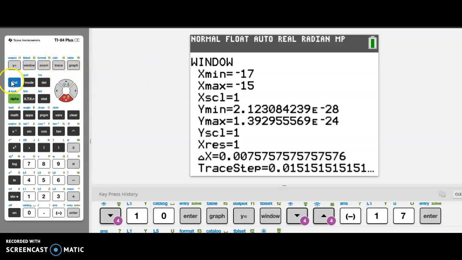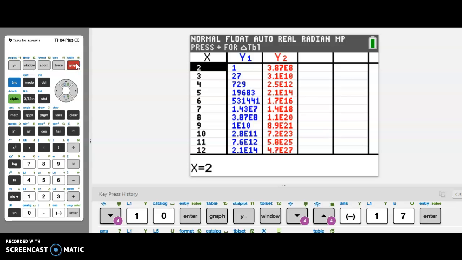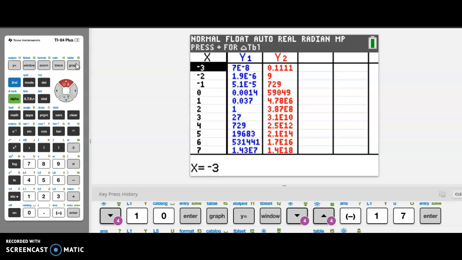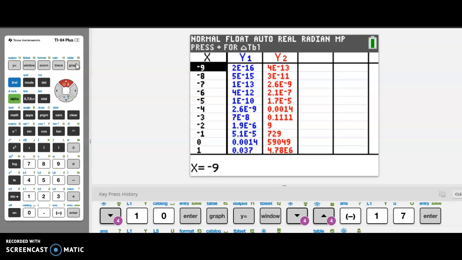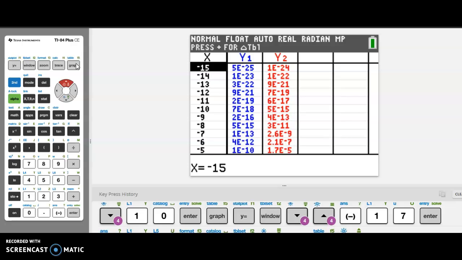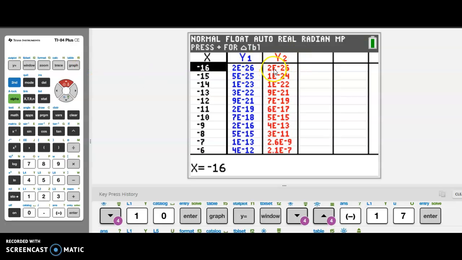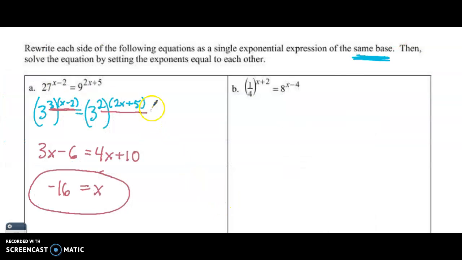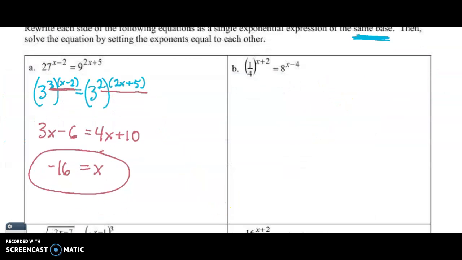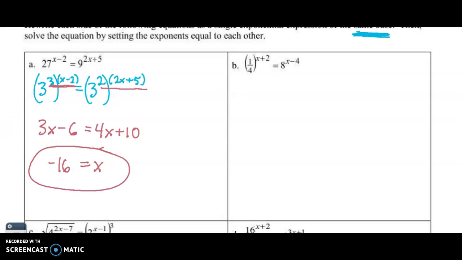Maybe if I show you the table, second graph will find you the table. If I go backwards to x equals negative 16, you'll see that they share the same y value. So again, this is a bad example to walk you through using a calculator on. So I'll leave it at that. Let's look at the next one.